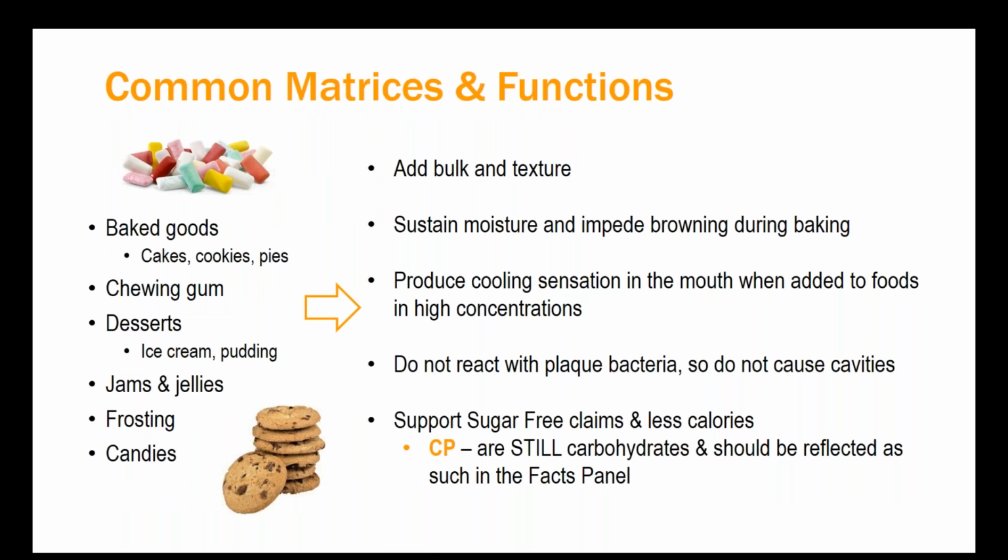Okay, so where can you find these and what do they do? You will see sugar alcohols in a variety of different products, but the main ones are baked goods, chewing gum, any type of dessert, those types of things. And they have a lot of different functions. They can add bulk and texture. They can prevent browning when you're baking. Kind of a cool one is they produce a cooling sensation in the mouth when they're added at high concentration. So chewing gum is a really good example of that. If you've ever stuck a piece, or if you're like me, if you take 3 pieces of sugar-free chewing gum, next time you do that, take a look and see if there's sugar alcohols and if you feel a cooling sensation, because that's likely where it's coming from.